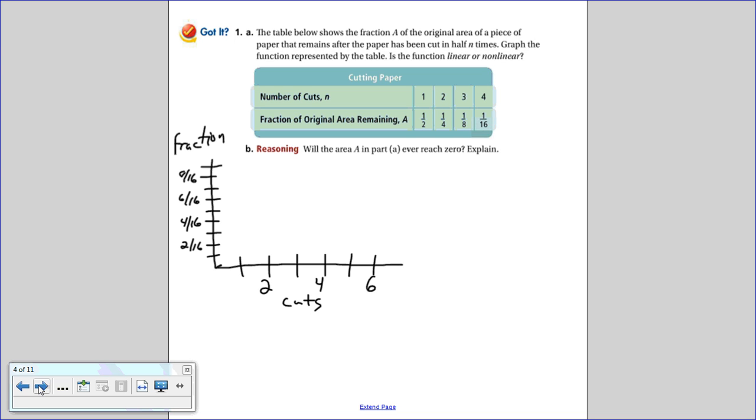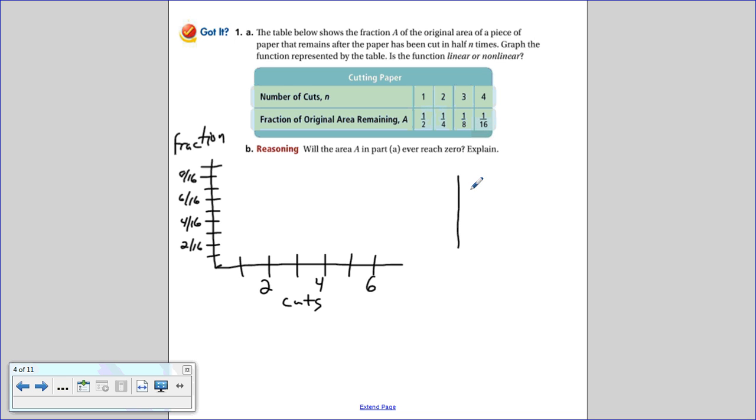The table below shows a fraction A of the original area of a piece of paper that remains after the paper has been cut in half n times. So what we're saying is you take a piece of paper and you cut it in half one time. What's left is 1/2 of the paper. You cut it, and half of whatever you cut you throw away, and the other half you keep.